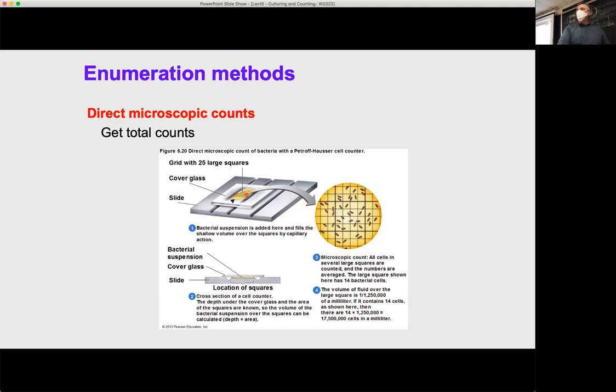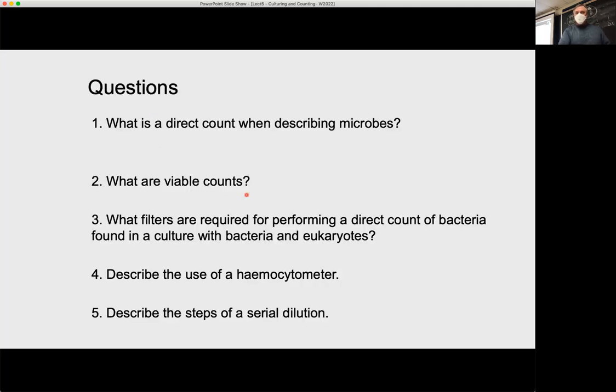This is done with a maximum magnification, so it's like 1,000 times magnification. I think I said everything I wanted to say about that.